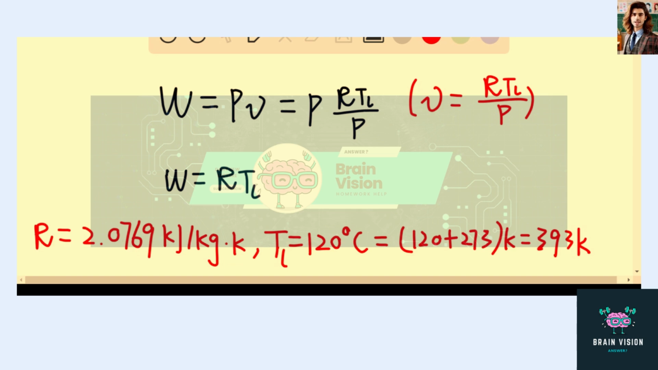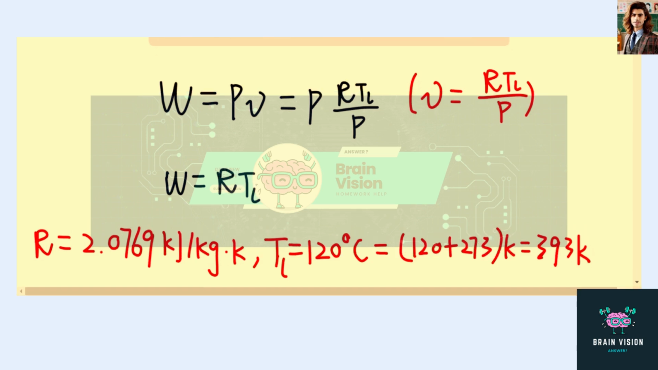Okay, so we know the flow work can be equal to the pressure multiplied by the specific volume. And we know specific volume can be expressed as RTL over P. R is the gas constant for helium. TL is the temperature that's given in this question, which is the temperature of the supply line. And P here is the pressure.